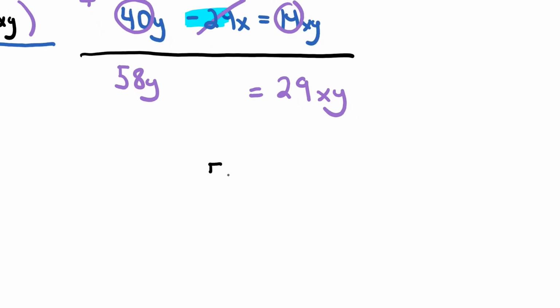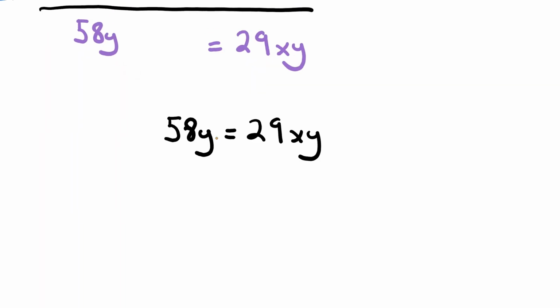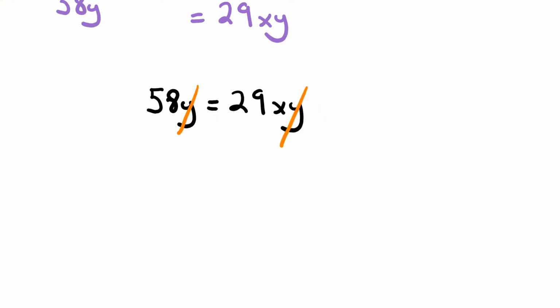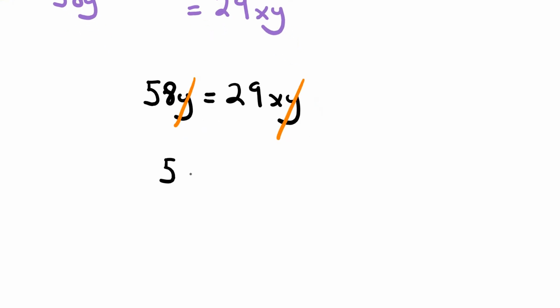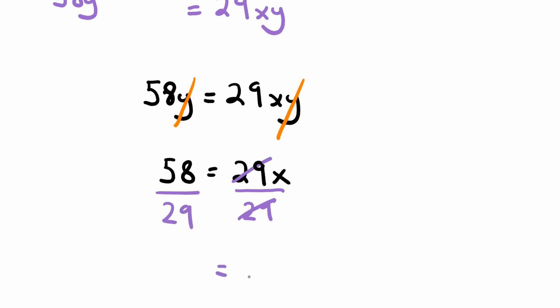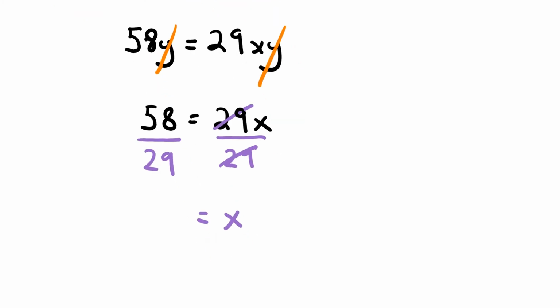Okay, so this is what we're solving now. We're solving essentially this equation now. I have 58y equals 29xy. So now we're going to solve this equation here. Well, the y's can cancel off. All right, so now I have 58 equals 29x. And then I can divide both sides by 29. The 29's will cancel. So 58 divided by 29, I believe that's going to be 2, right? So yeah, x equals 2. So it's fantastic. We were able to solve for the x variable.